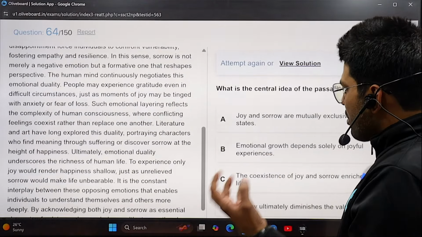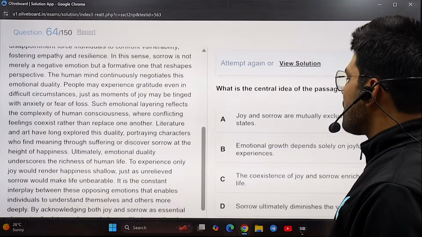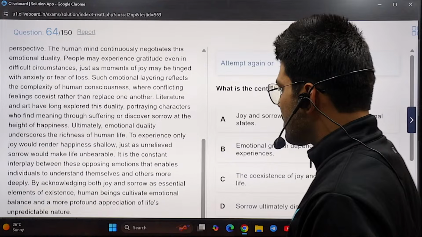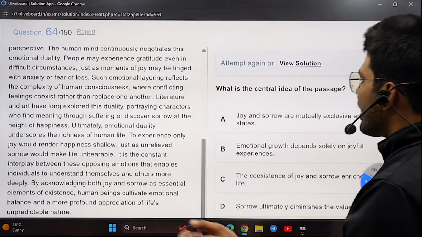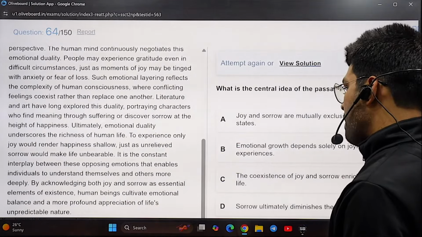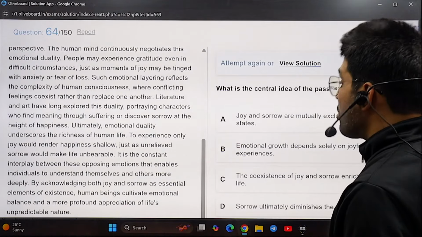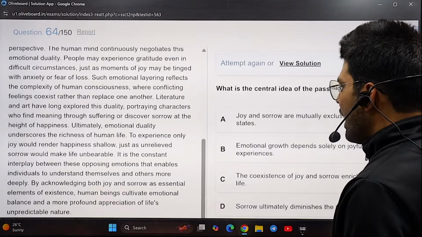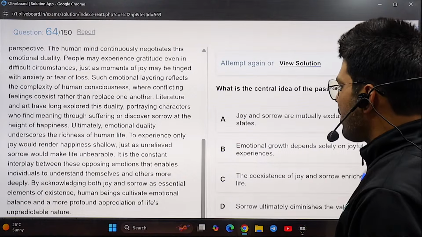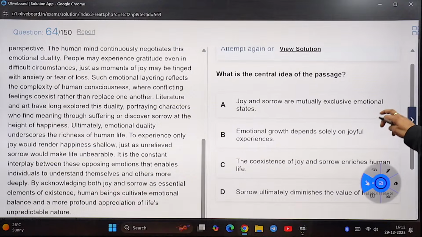Literature and art have long explored this duality, portraying characters who find meaning through suffering or discover sorrow at the height of happiness. Ultimately, emotional duality highlights the richness of human life. To experience joy only would render happiness shallow, just as unrelieved sorrow would make life unbearable. It's a constant interplay between these opposing emotions that enables individuals to understand themselves and others more deeply. By acknowledging both joy and sorrow as essential elements of existence, human beings cultivate emotional balance and a more profound appreciation of life's unpredictable nature. So, what's the central idea of the passage? First, your answer, then we go ahead.